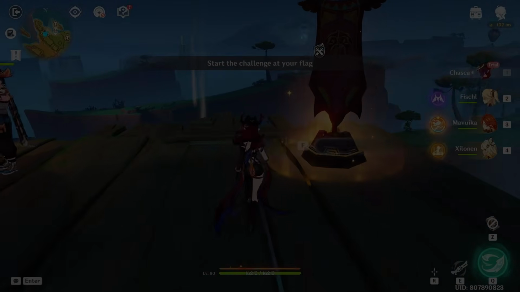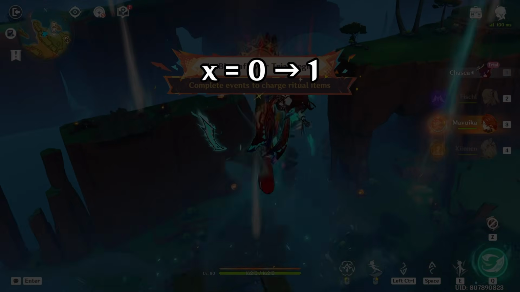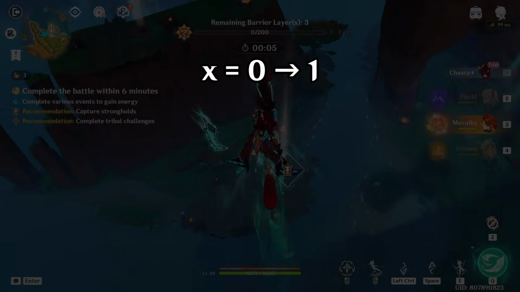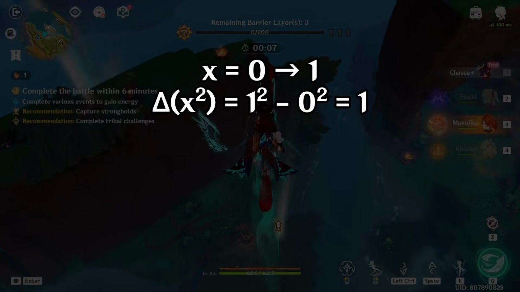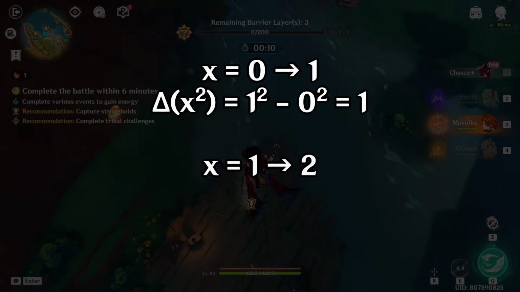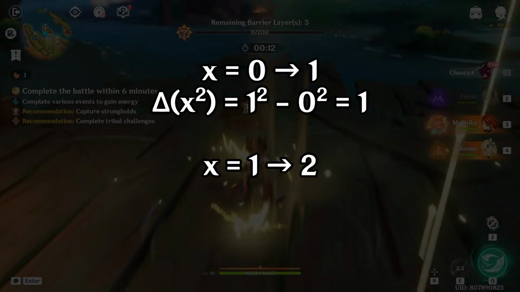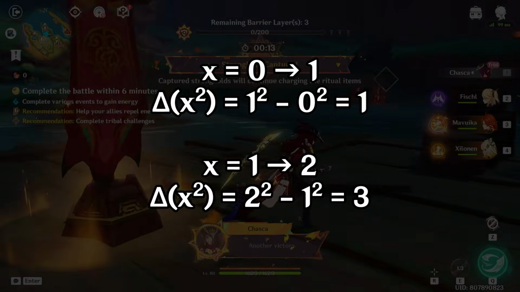This should make sense. If we look at the increase in y from x equals 0 to 1, we'll see that y increases by 1. However, if we go from x equals 1 to 2, y increases by 3.